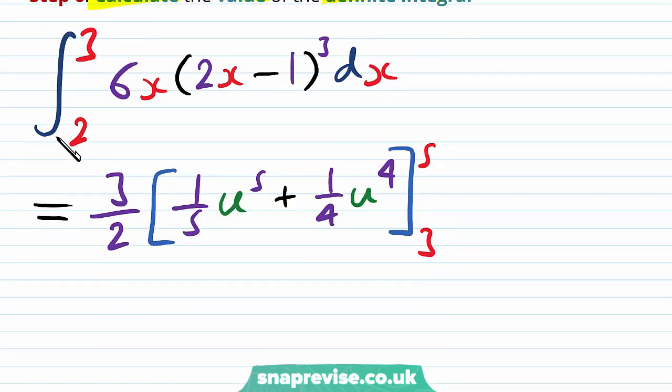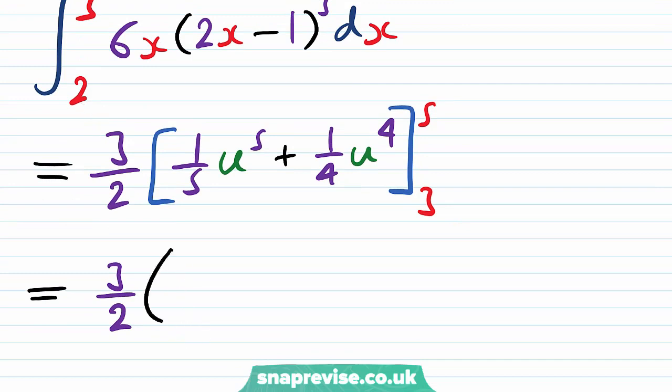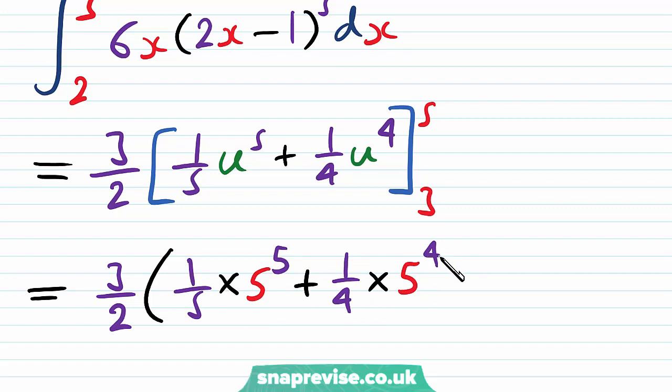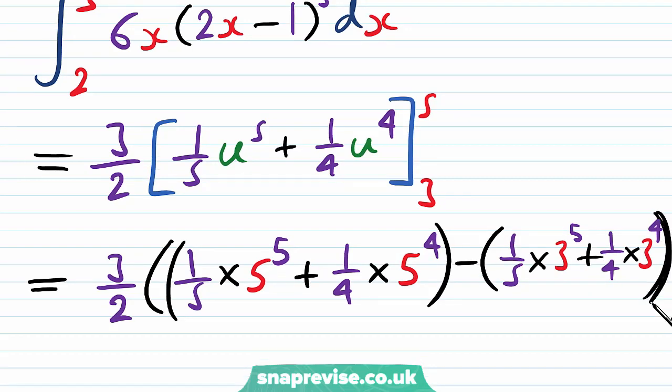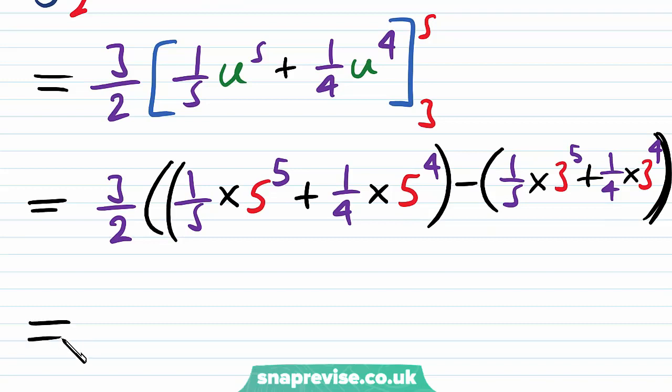And all we need to do now is to substitute in, and so we leave our 3/2 outside the expression, and then we get 1/5 multiplied by 5 to the power of 5, and then we have a plus 1/4 multiplied by 5 to the power of 4, and then we do the same thing for 3 but by subtracting it off, so 1/5 multiplied by 3 to the power of 5, and then plus 1/4 multiplied by 3 to the power of 4. And we work out this whole value and we get, to one decimal place, 1068.6.